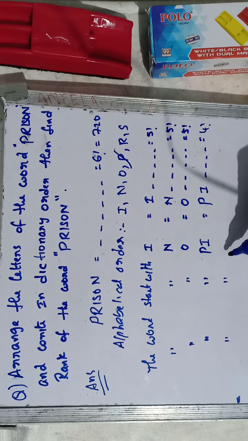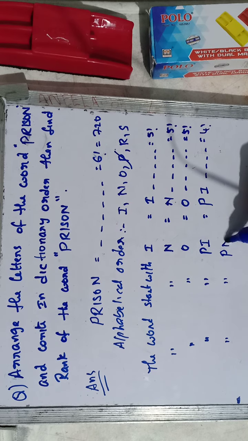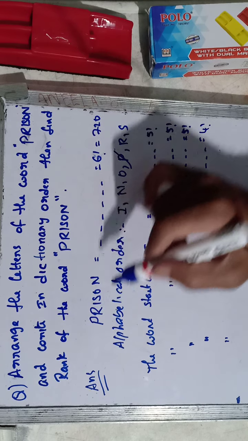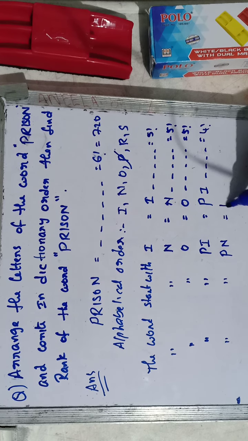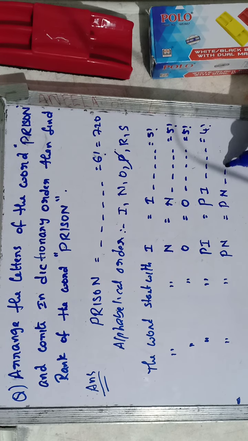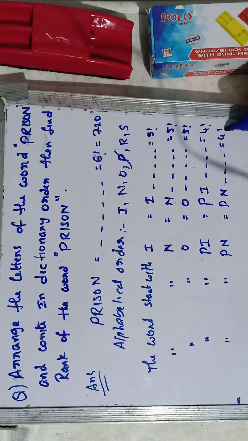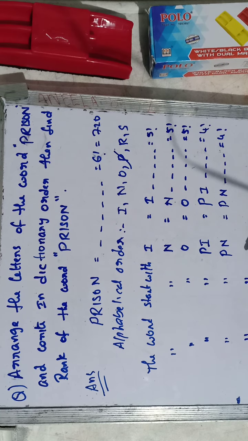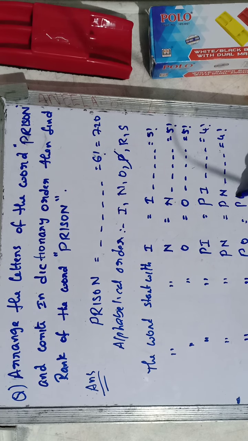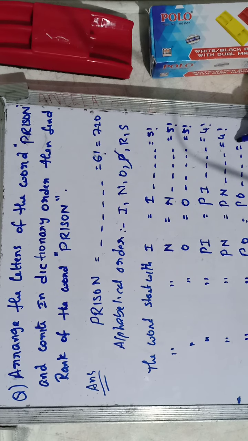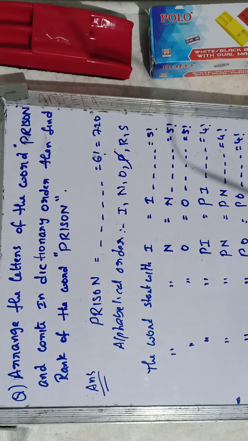Next, the words starting with P, N. The second letter we want is R, so we have to change the second place up to R. P, N: how many ways? Same, 4 factorial. Next, the words starting with P, O, after N comes O. P, O: same 4 factorial ways.